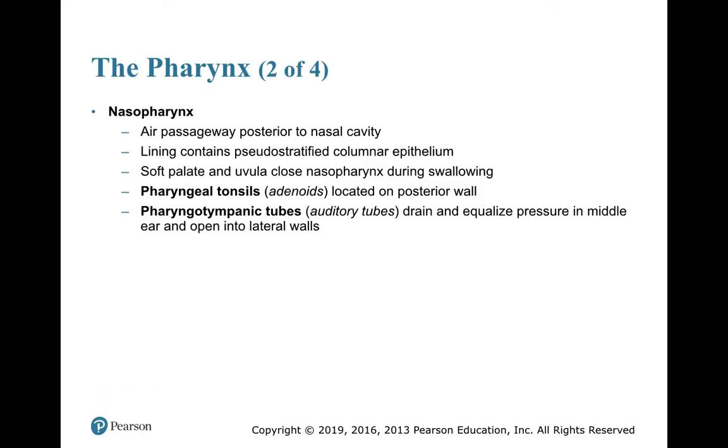The nasopharynx is a passageway posterior to the nasal cavity, contains pseudostratified columnar epithelium. The soft palate and the uvula will close the nasopharynx when we swallow. This is a location for pharyngeal tonsils, which are also called the adenoids, located on the posterior wall, and the pharyngotympanic tubes, formerly referred to as auditory tubes, because I guess auditory was too easy to say, drain and equalize pressure in the middle ear and open into the lateral walls. Actually, pharyngotympanic tubes is much more descriptive.